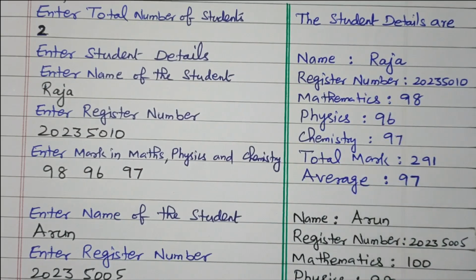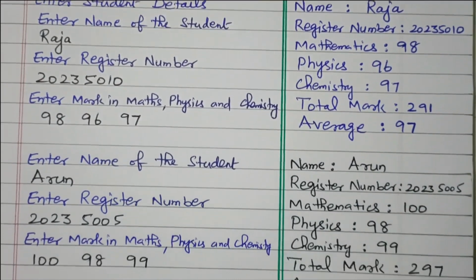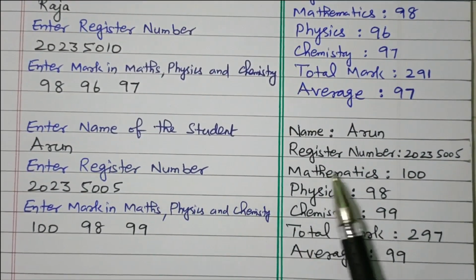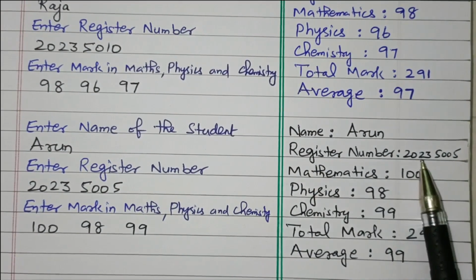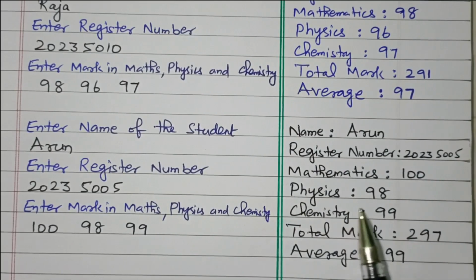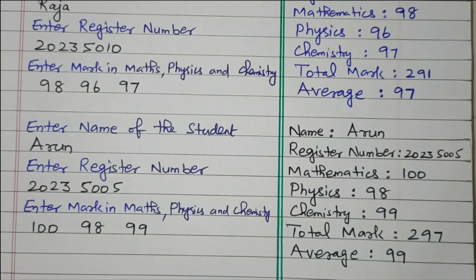For that we again open the for loop. Then i is incremented and it will go to the second student. Name Arun, register number 20235005, mathematics 100, physics 98, chemistry 99, total mark 297, average 99. So it will print the two students' details. First it got the two students' details, total and average were calculated, then printed one by one.